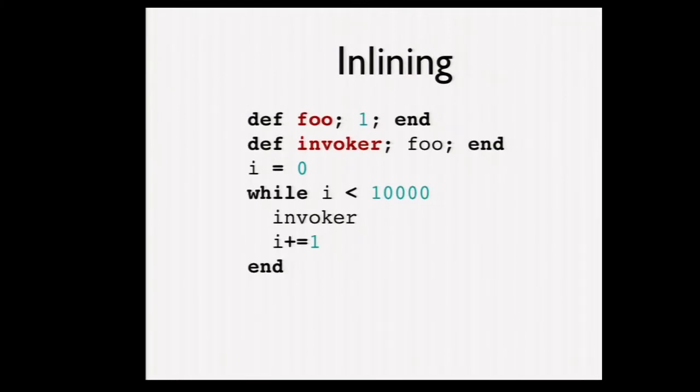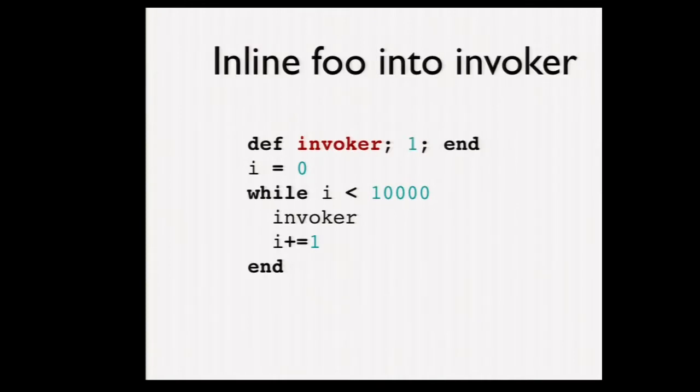So let's look at a quick pseudo example here of inlining some code. We've got a little loop that's going to call invoker. Invoker calls foo. Foo just returns a single value. Now, if we know that invoker is always calling the exact same foo method, we can inline foo into invoker. And ideally, what we get down to is that invoker essentially is just doing the same thing foo was. We've avoided the extra call and the extra cost of making that invocation.